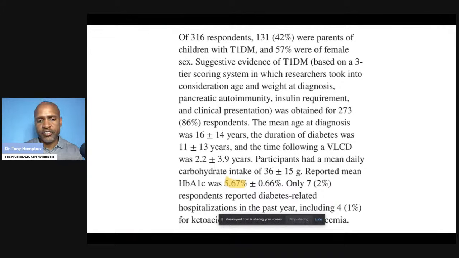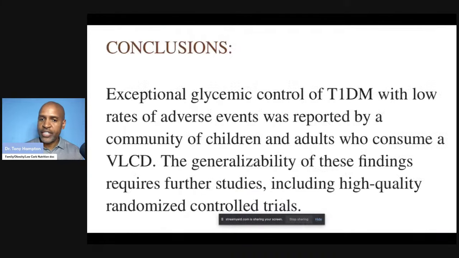And in this study, they only took in about 36 carbs per day. And that's what we call really prescription strength, right? And look at this A1C. We're talking about 316 respondents, some kids, some adults, and they had an A1C average less than that 5.7 goal, of 5.67. Now, if you're a person who has never seen an A1C like that, you have to then ask yourself if they can do it. If 316 people in a Facebook group can do this, so can you.